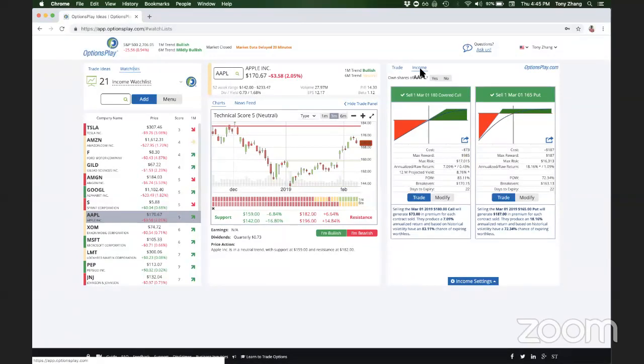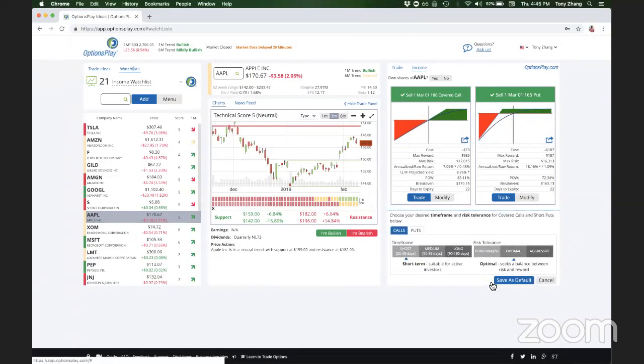How do we capture income? And more specifically, how do we capture income while purchasing a stock at a discounted price? So when you utilize Options Play for selling cash secured puts, you want to click on the income tab. But before you actually do anything, you want to click on the button at the bottom that says income settings. This is really where we talk about the settings that we discussed in terms of selecting an expiration date and strike price. We allow you to do it separately for covered calls and cash secured puts.